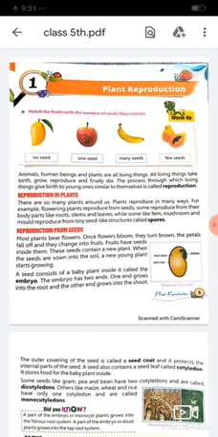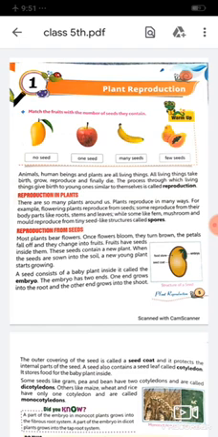There are so many plants around us. Plants reproduce in many ways. For example, flowering plants reproduce from seeds. Some reproduce from their body parts like roots, stems, and leaves, while some like fern, mushrooms, and mold reproduce from tiny seed-like structures called spores.